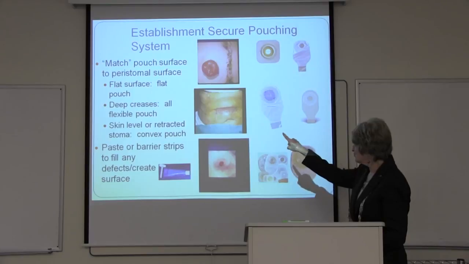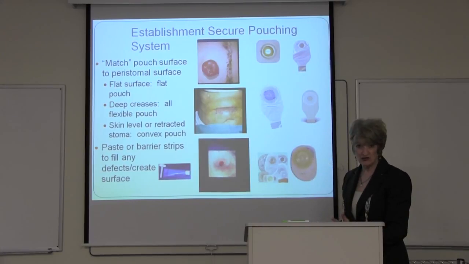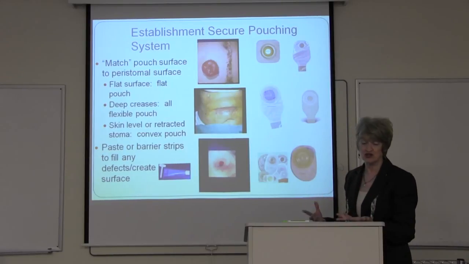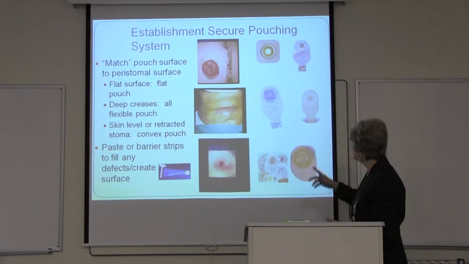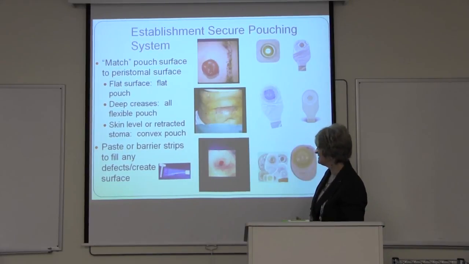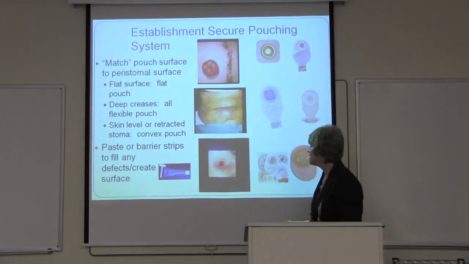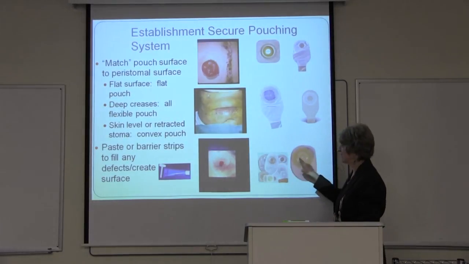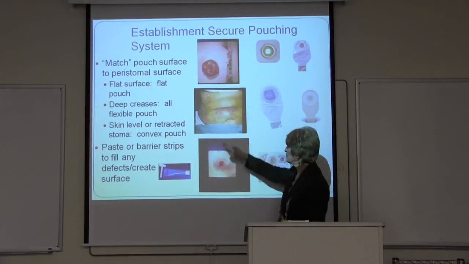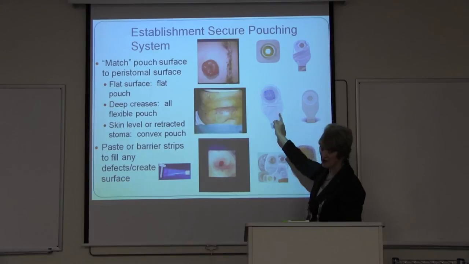But if you have a patient with very deep creases, no way you can use a flat pouching surface, or a flat pouch, excuse me. You can't use a flat pouch because you don't have a flat surface. Here's where you have to have an all-flexible system that will bend into that deep crease. When you have a retracted stoma, most of the time we think about convexity, but if you had a retracted stoma in a deep crease, you'd be right back to all flexible.